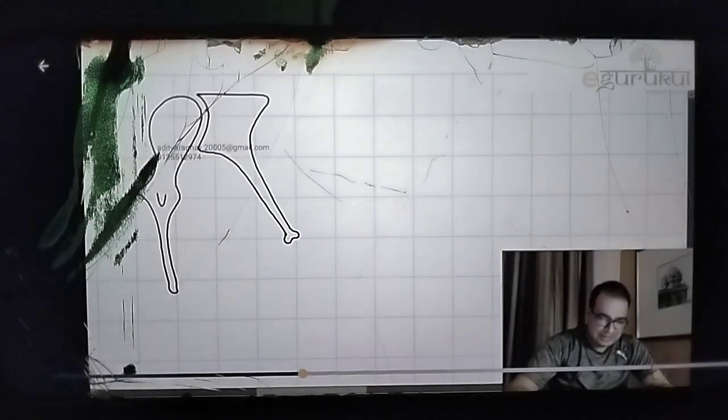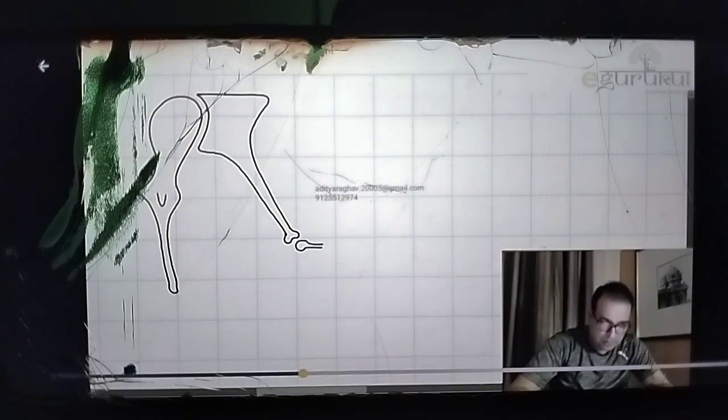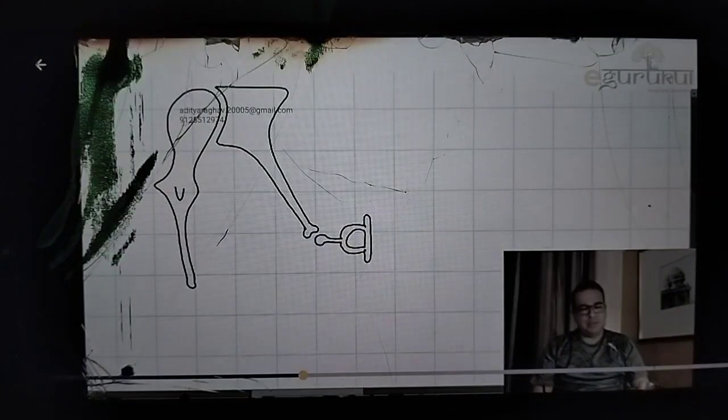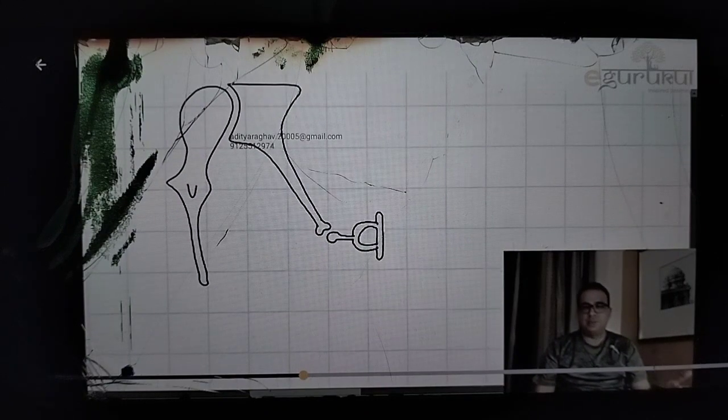And the third, that is stapes. Right, so these are three ear ossicles: the malleus, incus and stapes. Malleus is the largest and stapes is the smallest.